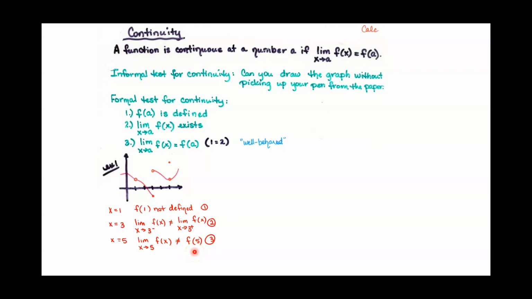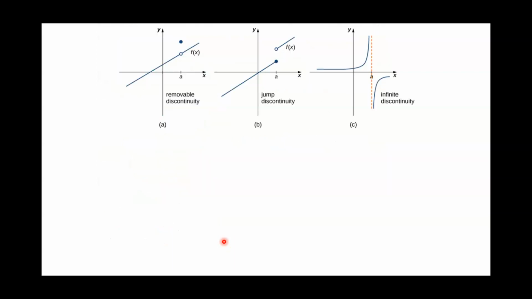So they've given me an example of how all three parts of that definition can fail. That f of a has to be defined, the limit has to exist, and f of a has got to be equal to the limit. Now there are several different ways we can classify those discontinuities. First, a removable discontinuity is when I can just redefine that one point and it would resolve my discontinuity.